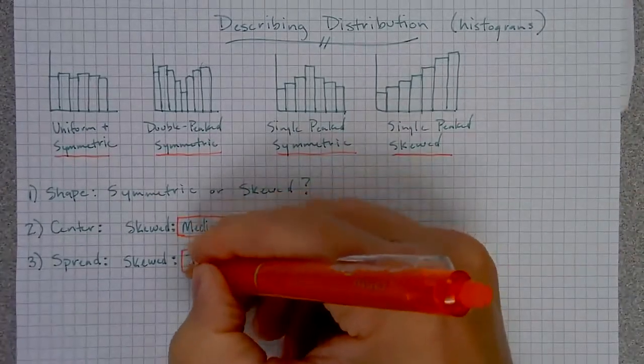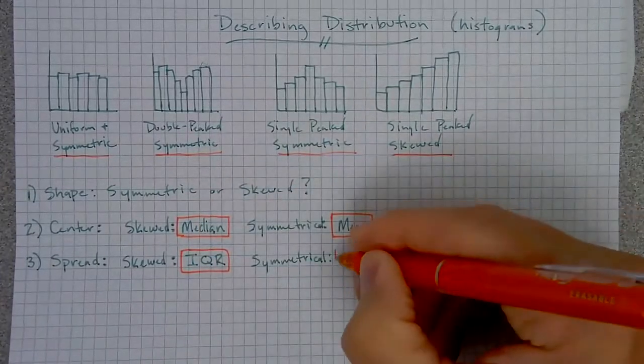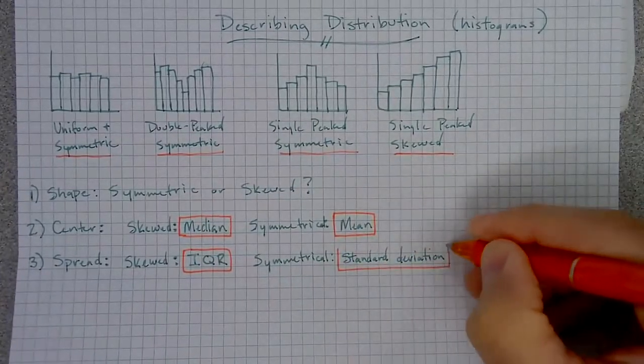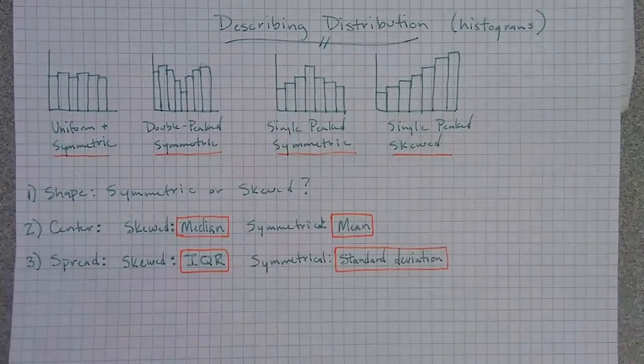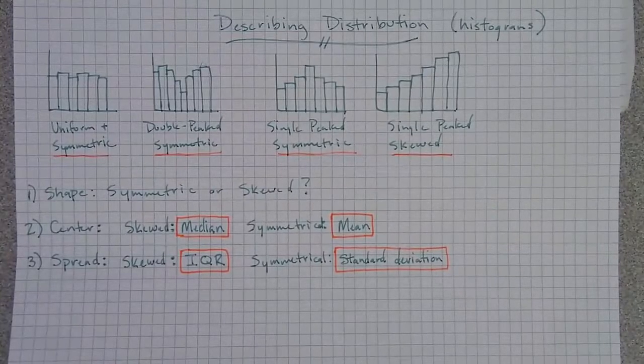Okay, so if the data is skewed, we're going to use the IQR. If it's symmetrical, we're going to use what's referred to as standard deviation. Easiest way to describe standard deviation is it's just the average away from the average. What is the average distance away from the average?